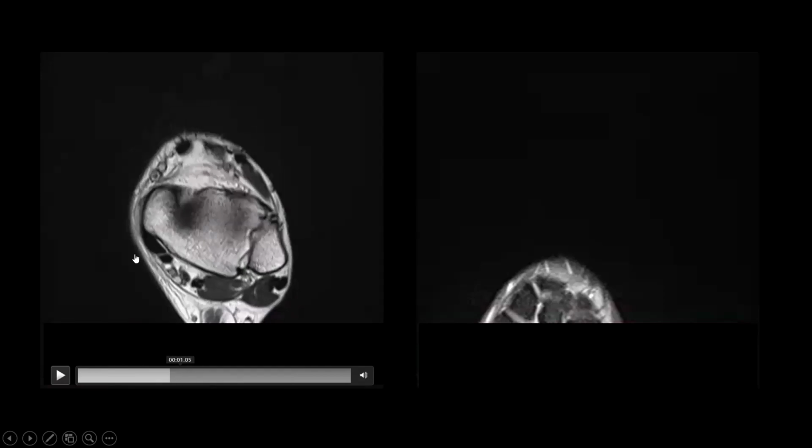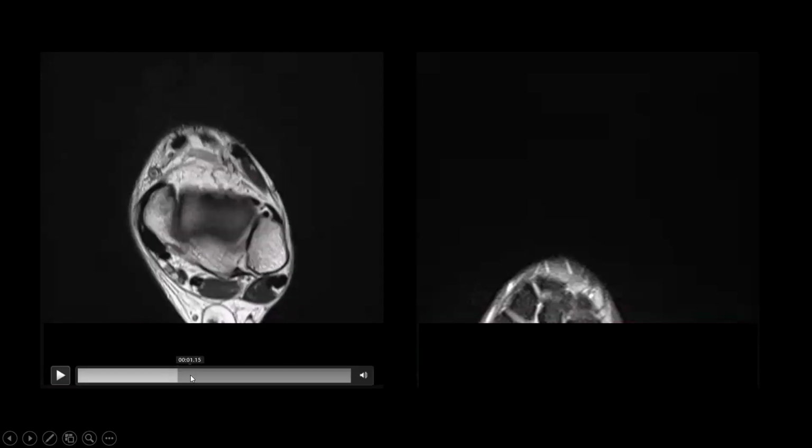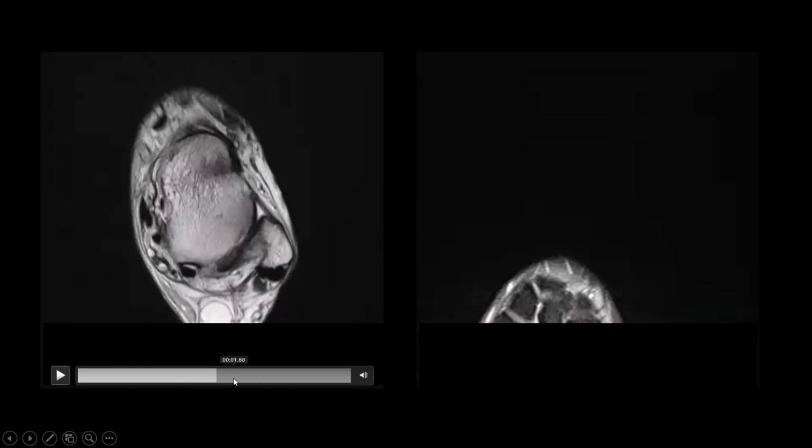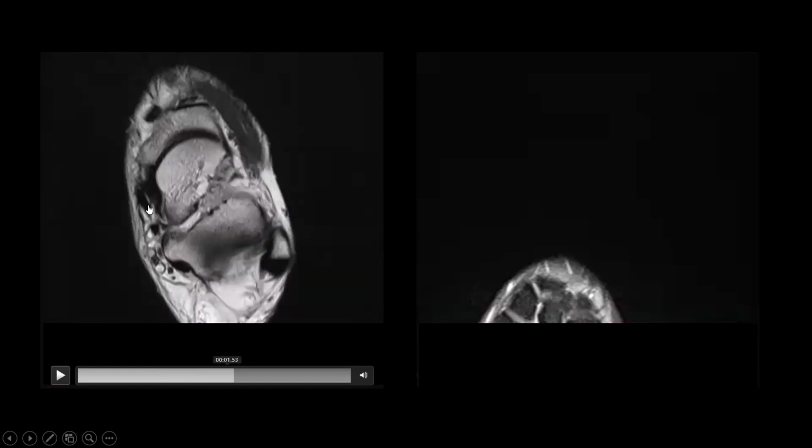So as we move down, this is the medial malleolus, and here we can see the hypointense ligamentous structure, which is deep to the tibialis posterior and flexor digitorum longus. So these are the components of deltoid ligament. And this is the spring ligament, which lies just deep to the tibialis posterior tendon.